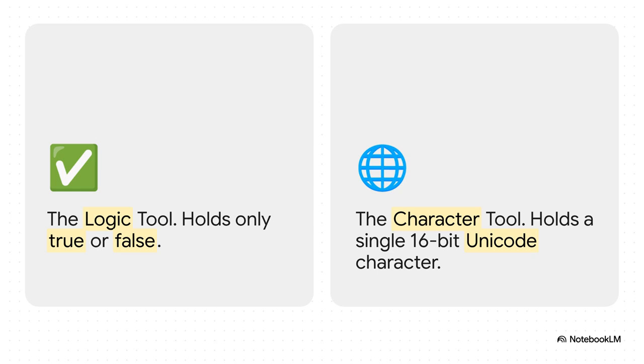Then you've got char, which, as the name suggests, holds just one single character. But here's the cool part. Char uses something called Unicode. That means it's not just for English letters, it can represent characters from languages all across the globe. So you have 2 simple tools, but with really powerful, specific jobs.